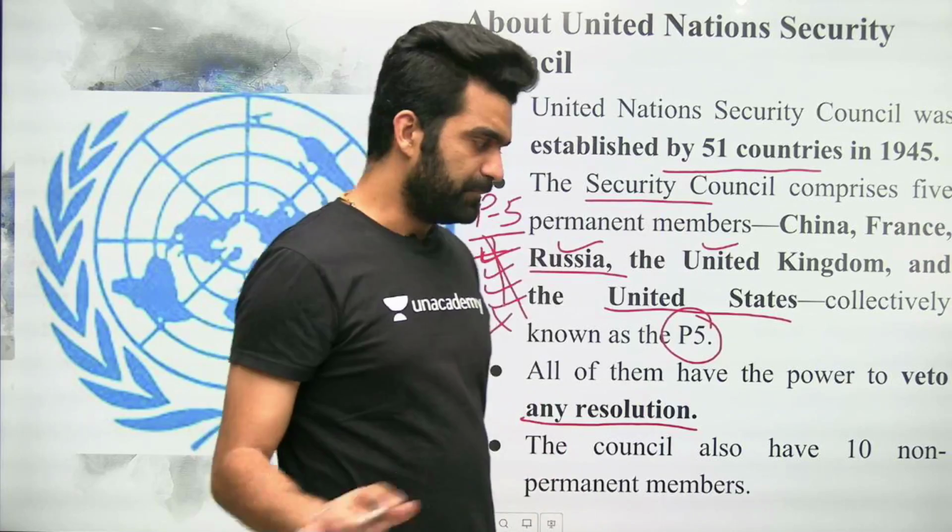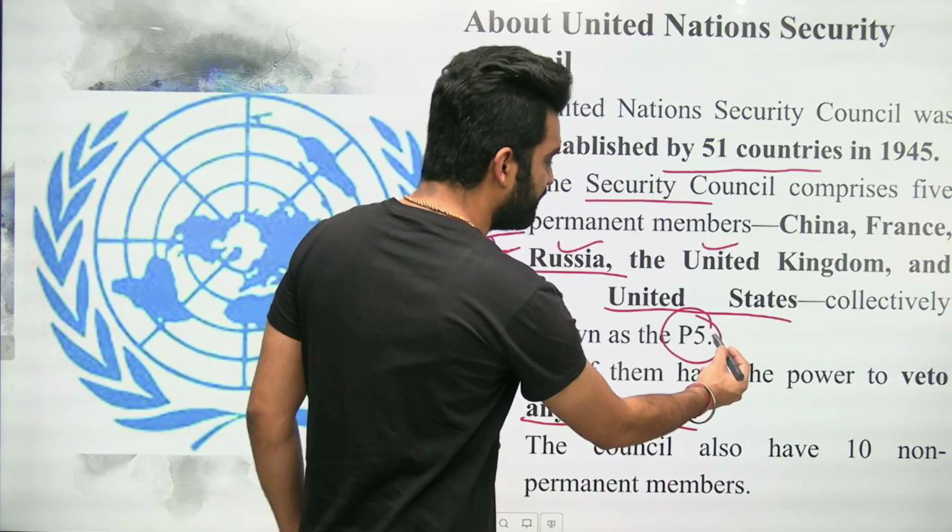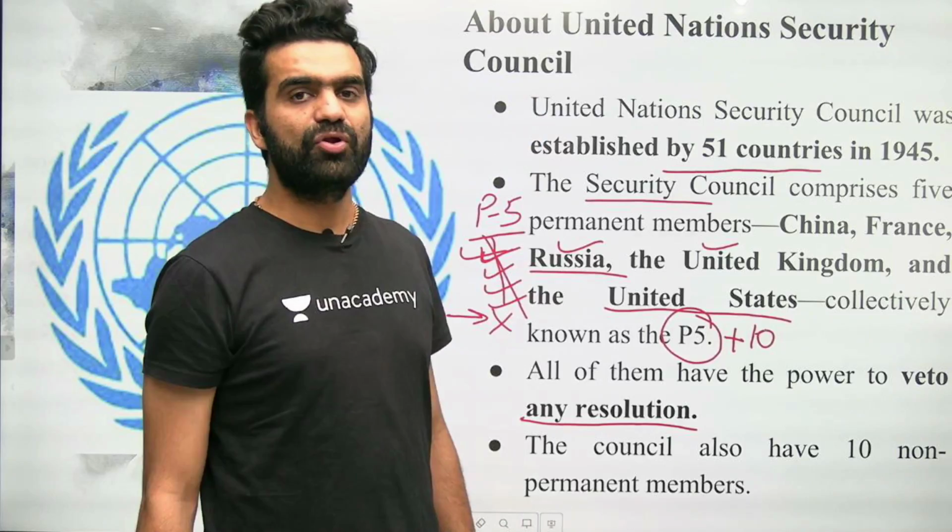Now, the council, apart from these permanent five members, also has 10 non-permanent members. 10 non-permanent members of UNSC.